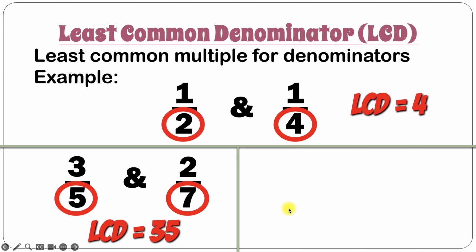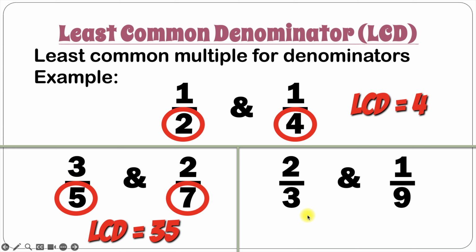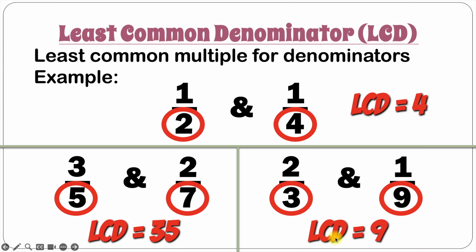And here's our last example of LCD. Let's say we have the fractions 2/3 and 1/9. Well, in this fraction, the denominator is 3. And in this fraction, the denominator is 9. So what is the least common multiple of 3 and 9? Because that would give us our LCD. Well, the least common multiple for 3 and 9 is 9. Since those are our denominators, that means our least common denominator, or LCD, equals 9.